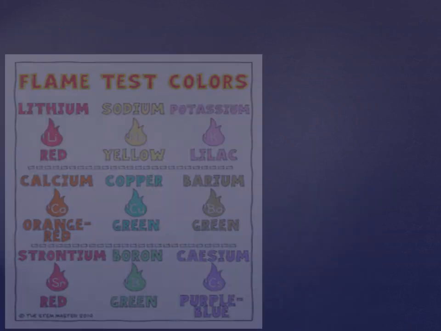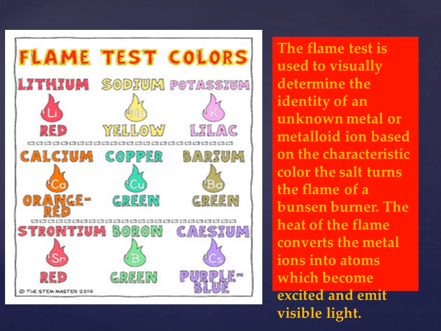The flame test is used to visually determine the identity of an unknown metal or metalloid ion, based on the characteristic color the salt turns the flame of the Bunsen burner. The heat of the flame converts the metal ions into atoms, which become excited and emit visible light.